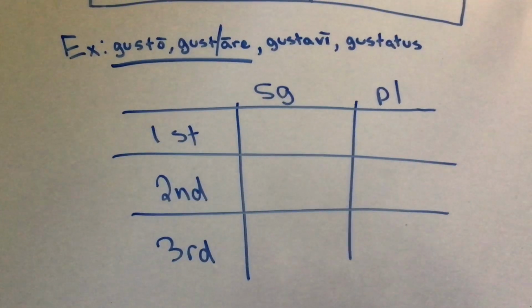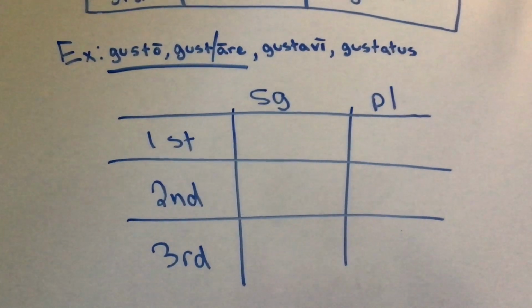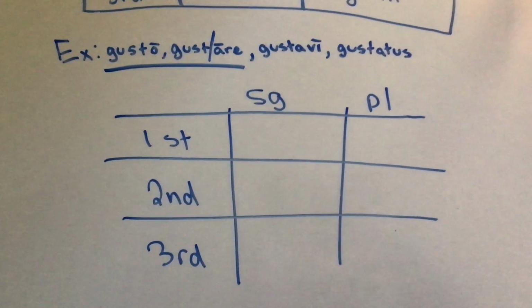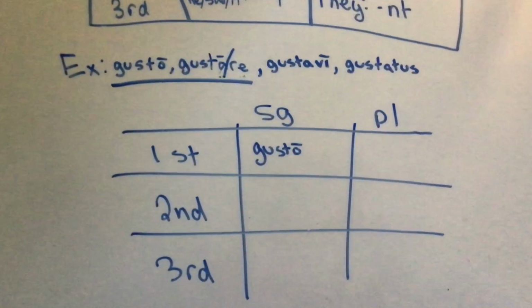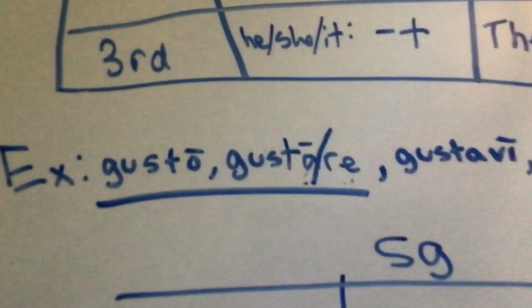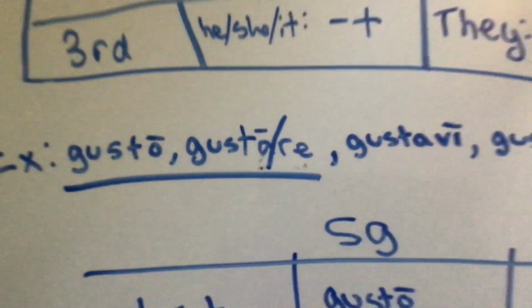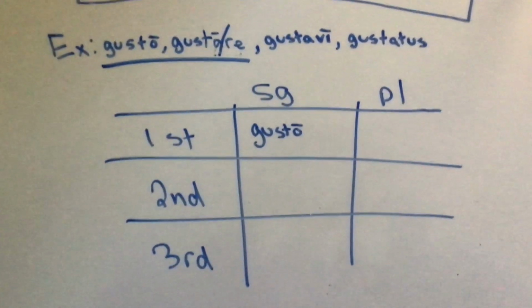First step is to write the first dictionary definition in the first singular box. Second step is to remove the re ending off of the second principal part. Then you would write just the base in the remaining 5 boxes.